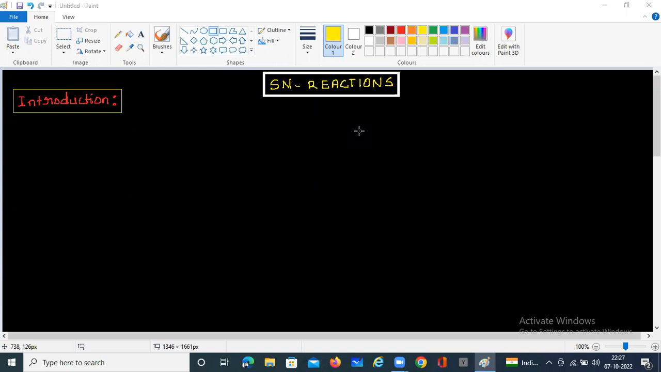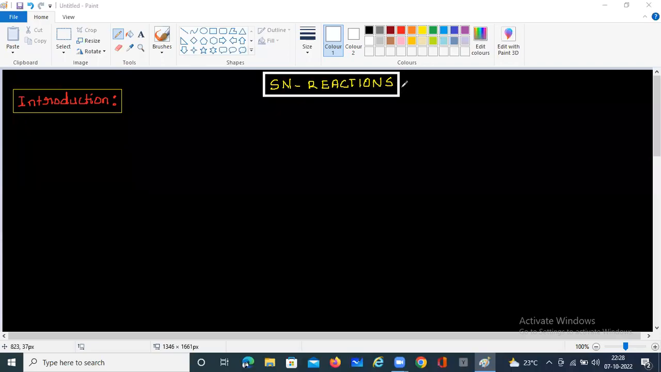So in this part, we are going to learn SN reactions, that means nucleophilic substitution reactions. Before going to know that, the SN reactions are of two types, as we know: SN1 and SN2. What is that? SN1 and SN2.